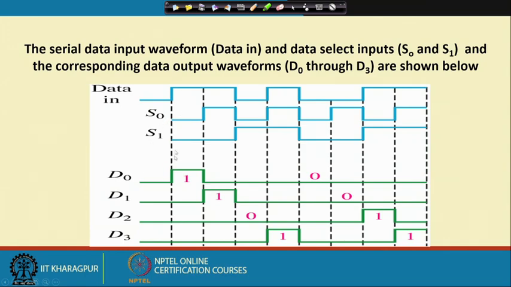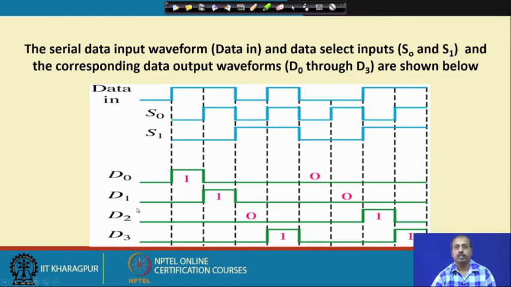D0 will get the value of data in, and the others will all be 0 irrespective of the value of data in. After some time, S0 becomes 1 and S1 remains 0. As a result, D1 gets selected. D1 gets the data input at its output and all others become 0. In this way, at any point of time only one of the outputs will get the value of the data in, and the others are all 0.